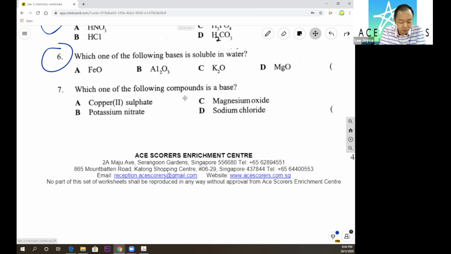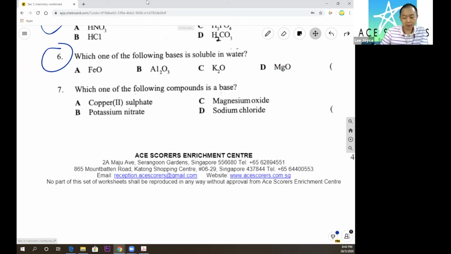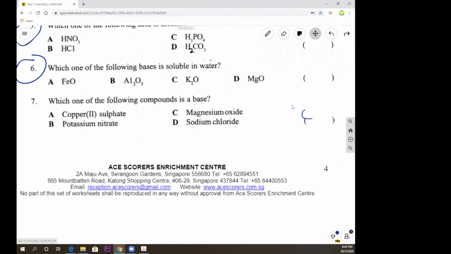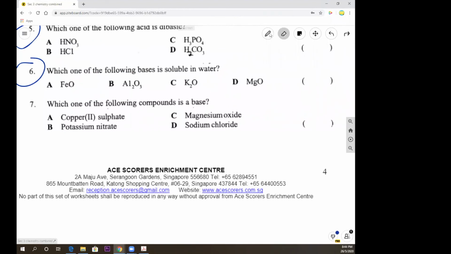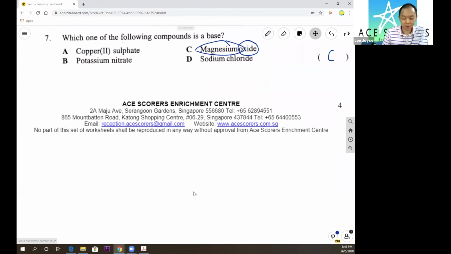Is copper sulfate a base? Is potassium nitrate a base? Base means alkali, okay? Basic, alkali. Magnesium oxide. Is magnesium oxide a base? Yeah, you're right. How come you know? Because metal plus oxygen. Yeah, very good. See? Wow, gotta listen. Very good. C is correct.